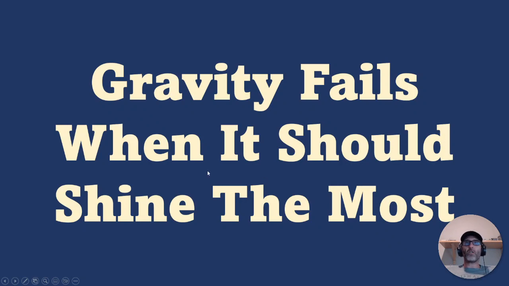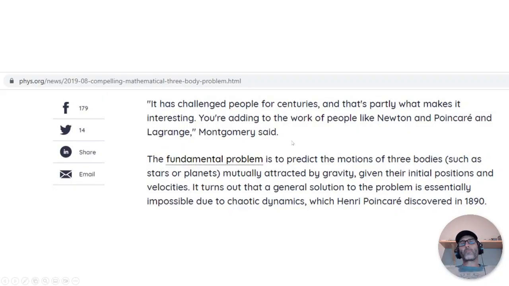Gravity fails when it should shine the most. If you're not familiar with the three-body problem, I've talked about this in a prior video called the macro and the micro. It has challenged people for centuries, and that's partly what makes it interesting. You're adding to the work of people like Newton and Poincare and Lagrange. Montgomery said, the fundamental problem is to predict the motions of three bodies, such as stars or planets, mutually attracted by gravity, given their initial positions and velocities. It turns out that a general solution to the problem is essentially impossible due to chaotic dynamics, which Henri Poincare discovered in 1890. I know I'm not pronouncing that right.